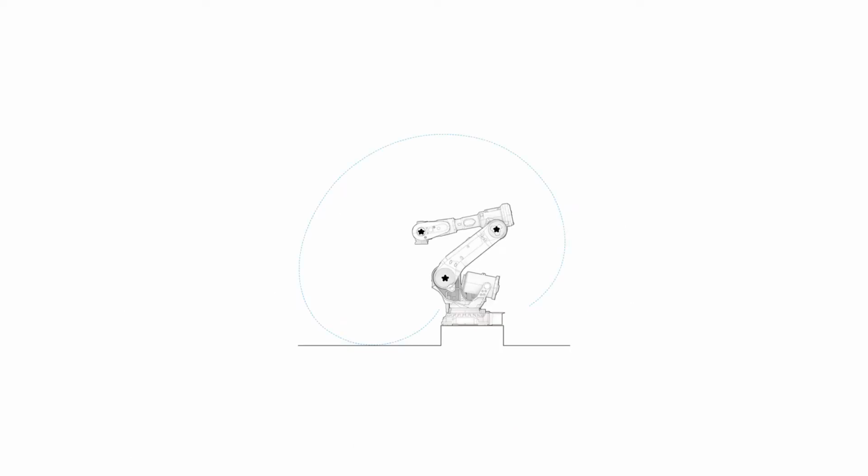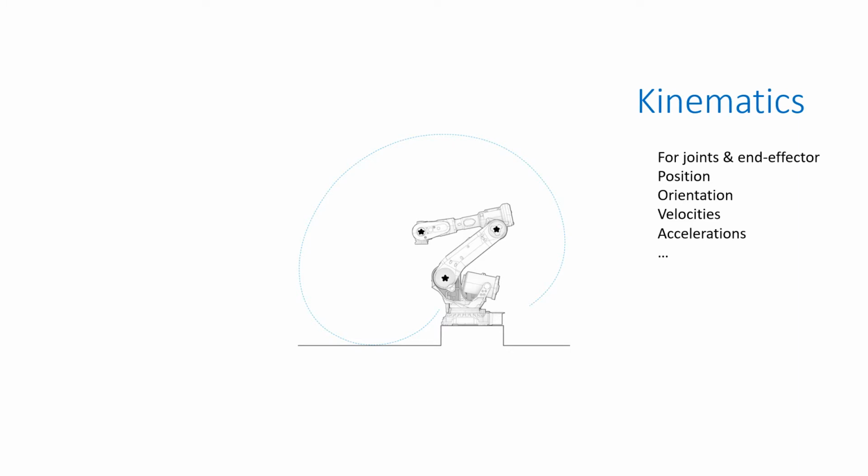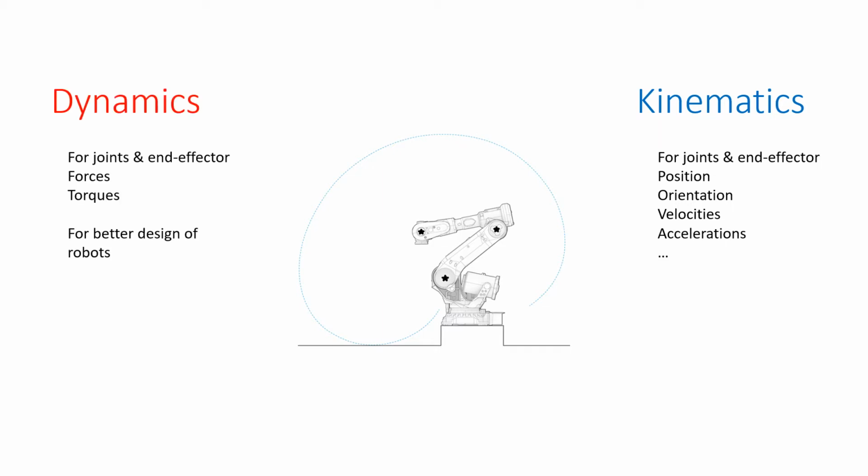Consider this robotic manipulator moving. And for that movement, if we're only interested in finding out the position, orientation, velocities, and acceleration of the joints and end effector, then we will be considering only kinematics. But if on the other side, in addition to that, we are interested in finding out the forces and torques associated with all these joints and end effector, then we will be interested in dynamics as well.